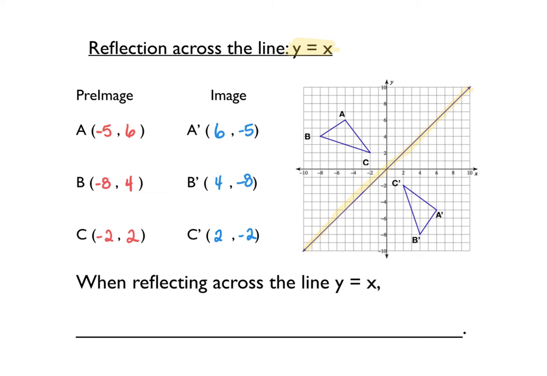When you're reflecting across the line y equals x, you are going to switch your x and y. What it will look like algebraically is you'll go from (x, y) to (y, x). You just switch them.